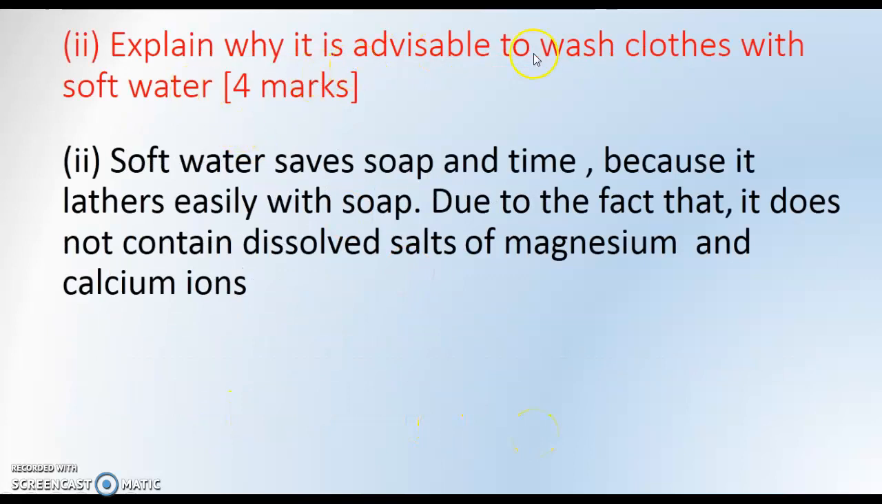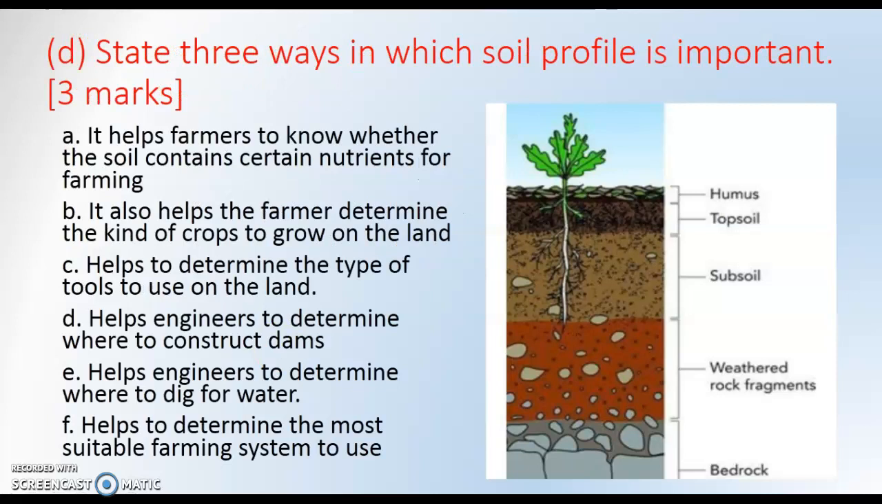Explain why it is advisable to wash clothes with soft water. This question may look easy for you, but be very careful. If you are not careful, you lose marks. 4 marks is allocated here. So don't just write it lathers easily with soap. No. Talk about the fact that it lathers easily with soap, and this is due to the fact that it does not contain salts of magnesium or calcium ions.